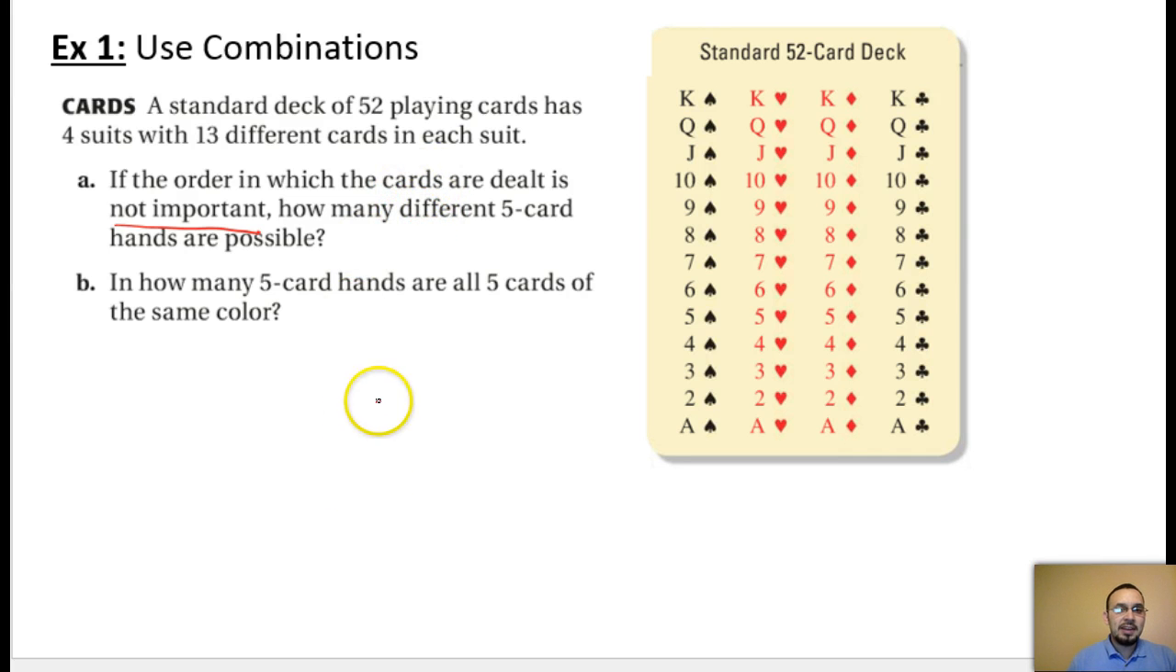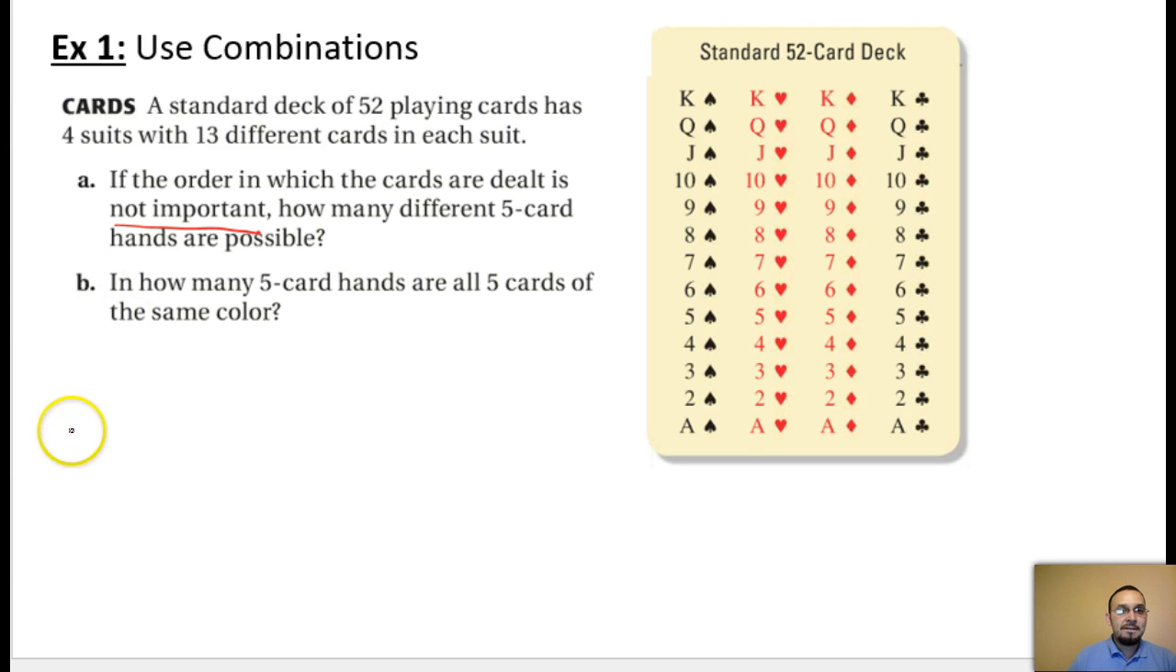Before we dive in, I want to teach you a neat little trick. If order is important, we notice the word important has that P in it. So when it is important, we deal with nPr. If it's not important, we go nCr. That's just to distinguish between the two. For this one, it's not important.